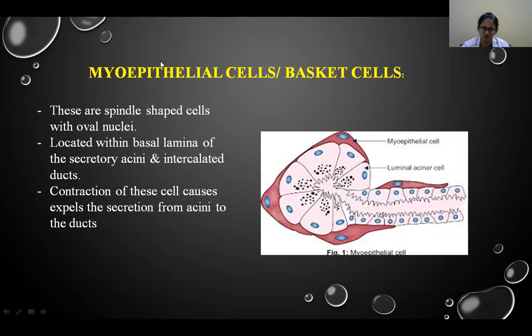It is a two-mark question. It is a spindle or fusiform cell. It consists of an oval-shaped nucleus, and it is present on the basement membrane of secretory end pieces and also of the intercalated ducts. For striated ducts and main excretory ducts, we are not able to see the myoepithelial cells. These cells are present at the acinar cells and intercalated ducts.